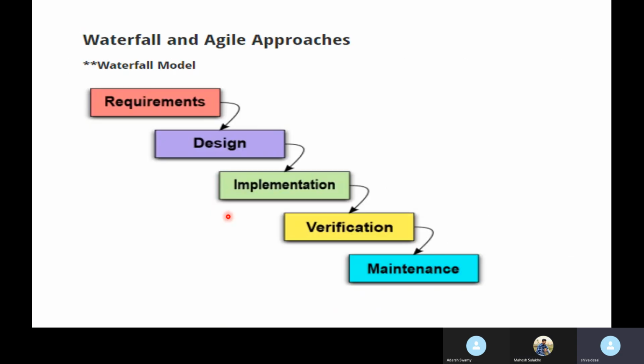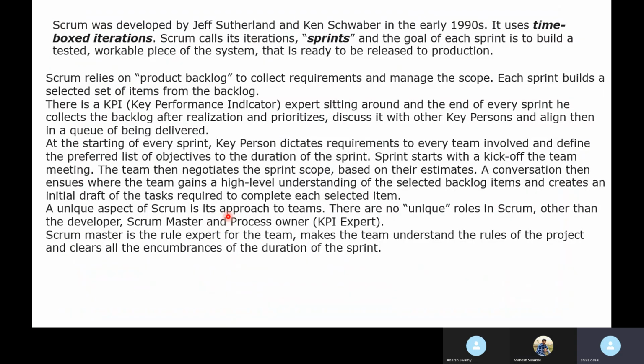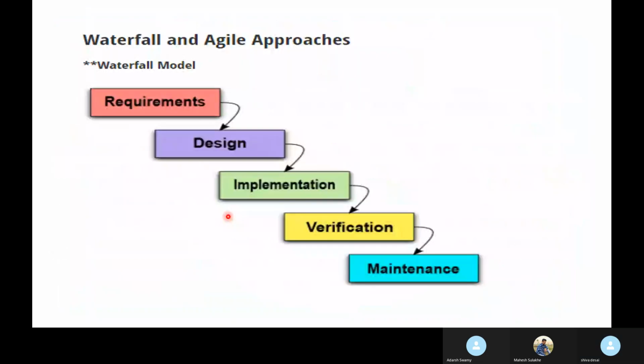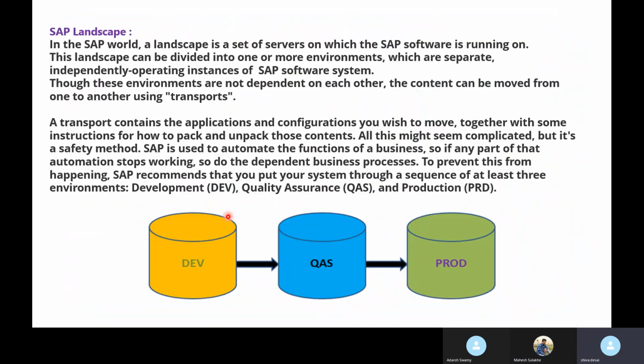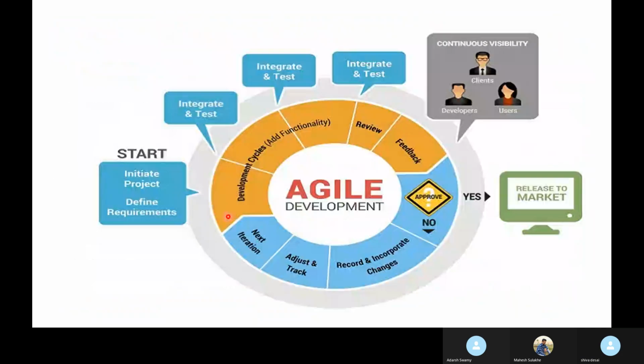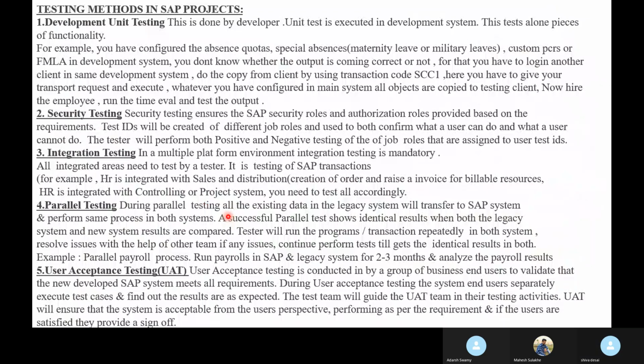This is how our landscape will work. This is agile and scrum, and there are certain tests. As I told, landscape means there are some tests. In each server, in each client, there will be a test. Okay, please go through it.